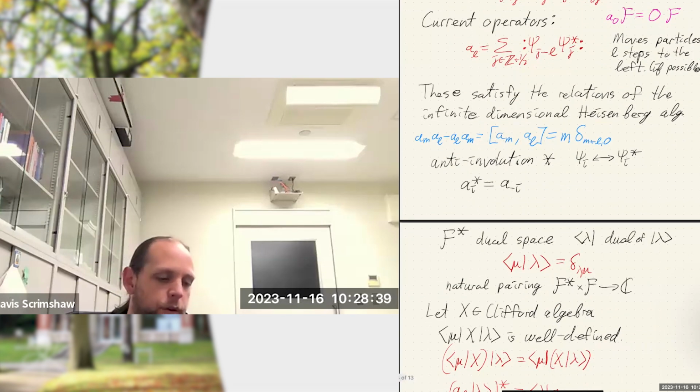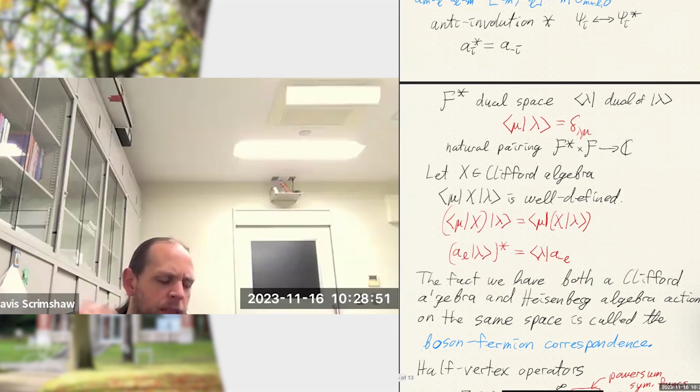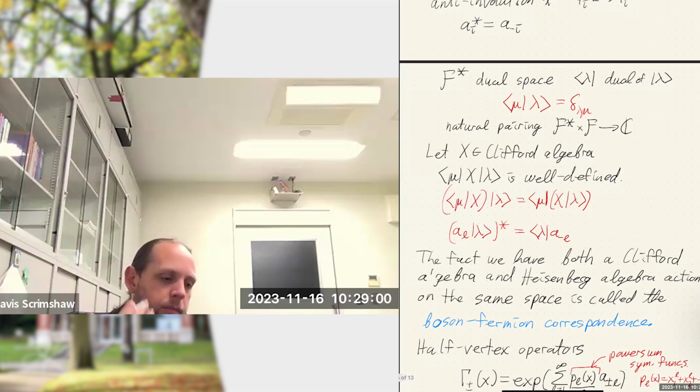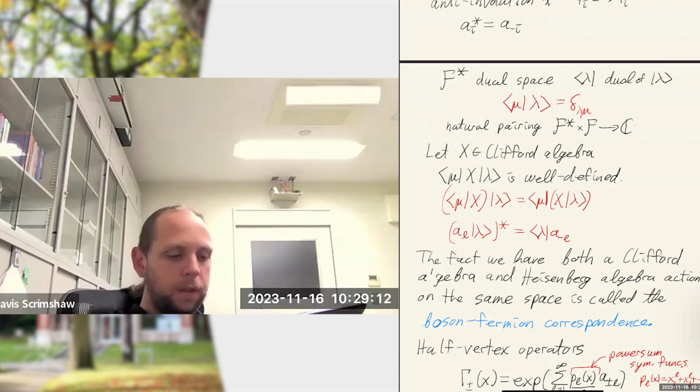And there's a nice anti-involution that sends psi_i to psi_i star and vice versa. And what this does is it sends the current operator a_i to a_{-i}. This star allows us to construct a dual space where we have dual vectors by just taking the stars of everything. And this is a dual space in the sense that there's going to be a natural pairing. And this pairing is given by the fact that these basis vectors are orthonormal.